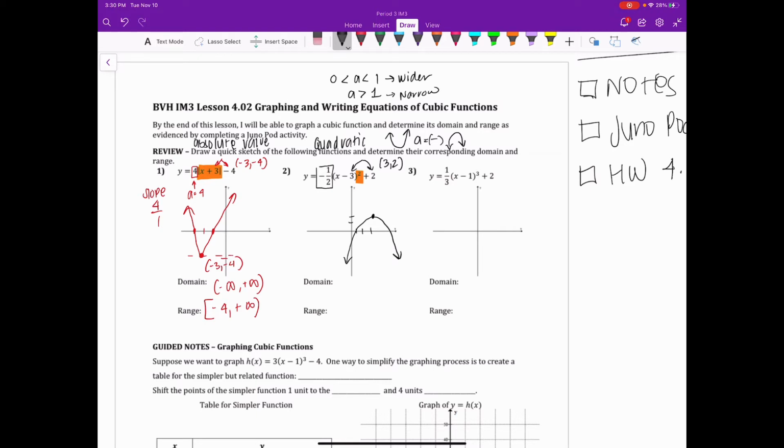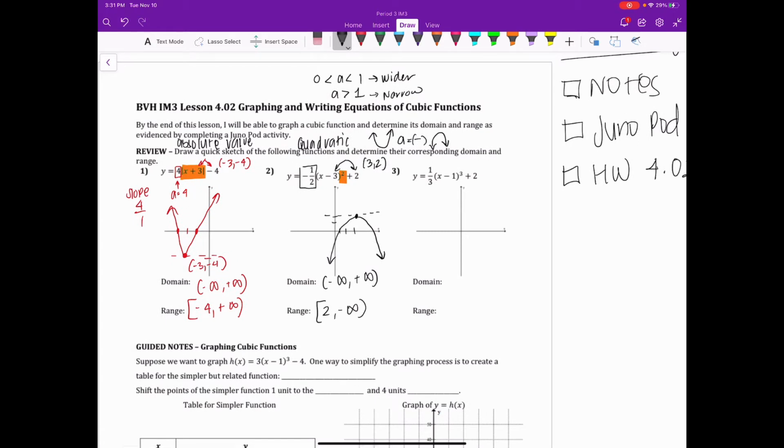So the domain for this, well, it goes from left to right. It goes forever to the left, forever to the right. So -infinity and positive infinity. And then the range, I have a maximum point here. That maximum y value is 2. And then it goes forever to -infinity. It does go through 2, so that's a bracket. And then infinity is a parenthesis.